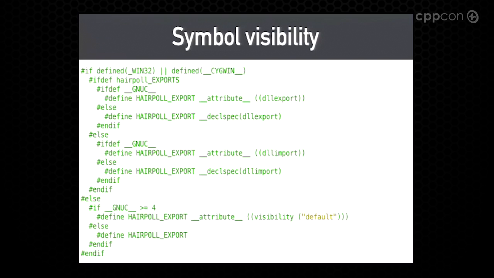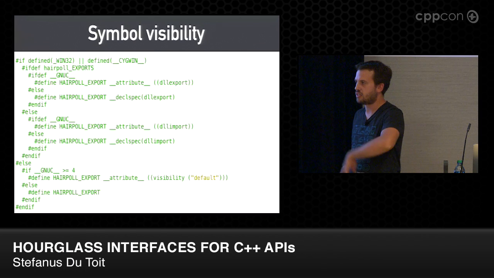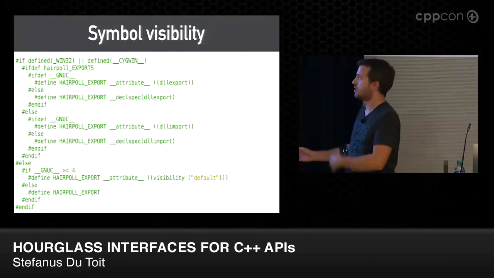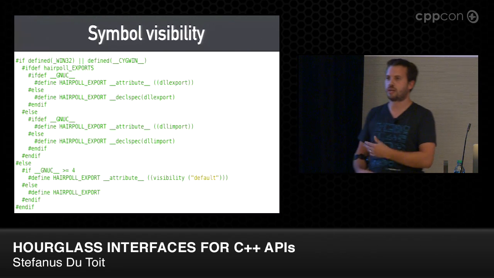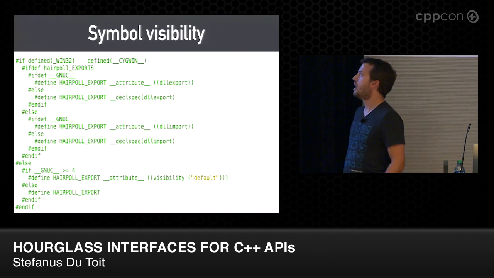Okay, so I want to talk briefly about symbol visibility. We're almost near the end of the talk. We've got about 10 minutes left, so there should be some time for questions. So symbol visibility and linkage and all this stuff. I'm going to kind of gloss over the details because I don't really know them that well, but I know how to use them and make things fast.